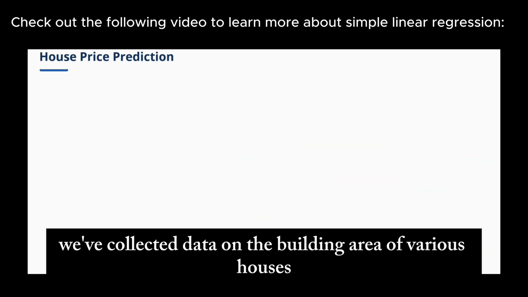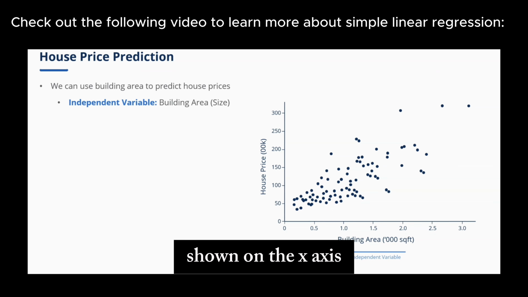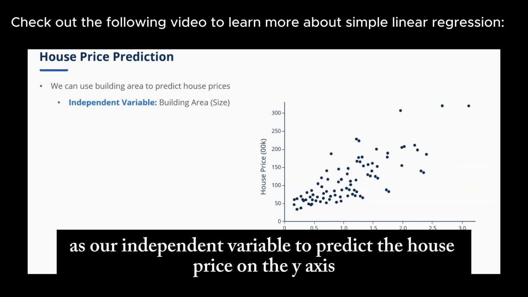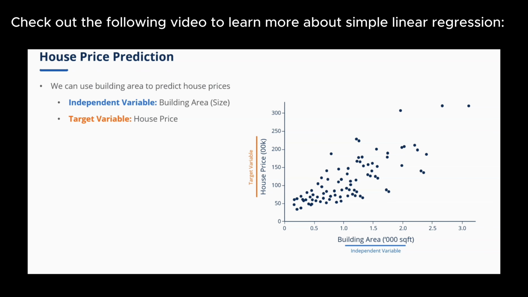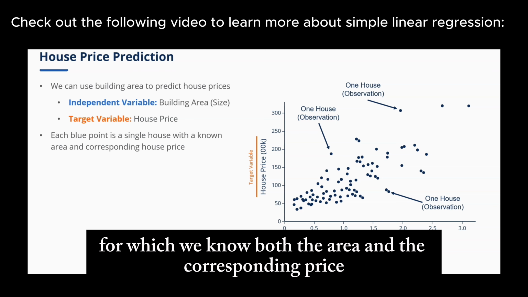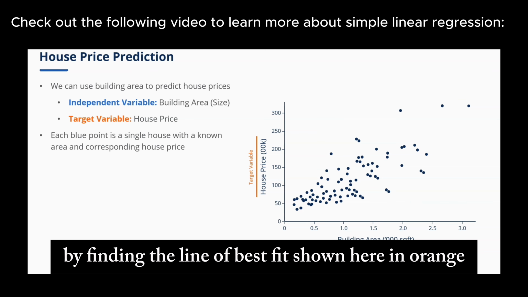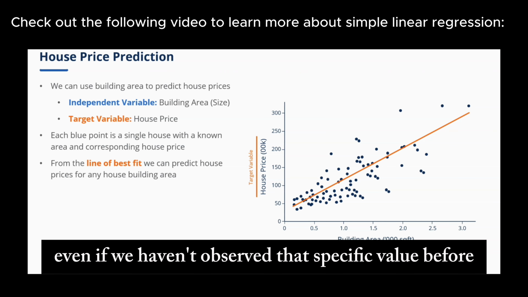In this example, we've collected data on the building area of various houses and their corresponding prices. We can use the building area, shown on the x-axis, as our independent variable to predict the house price on the y-axis. So in this example, house price is our target variable. Each blue point on the right represents a single house for which we know both the area and the corresponding price. By finding the line of best fit, shown here in orange, we can then predict the house price for any building area, even if we haven't observed that specific value before.